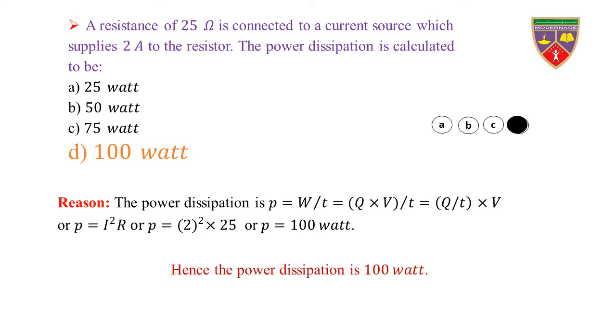Reason. The power dissipation P is equal to W divided by T, where W is equal to Q into V, divided by T, which is equal to Q divided by T into V, where Q divided by T is I. Or P is equal to I square R, or P is equal to 2 square into 25, or P is equal to 100 watts.